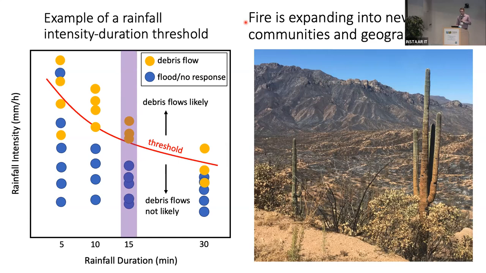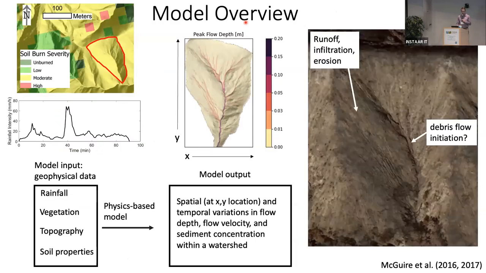Another example is that we often have an abundance of data, or at least more data, in the first year following a fire of storms that produce debris flows versus floods. But we tend to lack that data in subsequent years so that we don't really know how this red line is going to shift as the landscape recovers. Presumably it's going to shift up and it's going to take more intense rainfall as the landscape recovers to produce debris flows, but we don't know by how much. So those are a couple examples of why I think process-based models can be helpful in answering these questions.